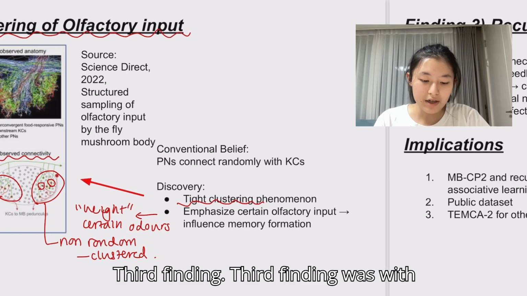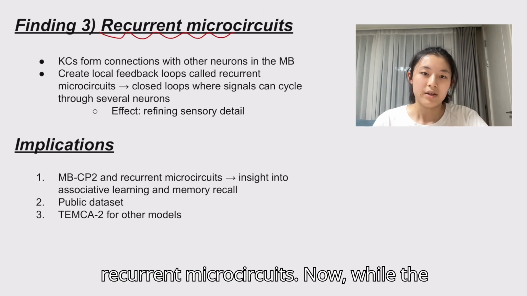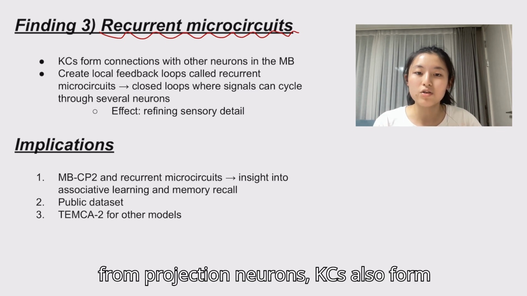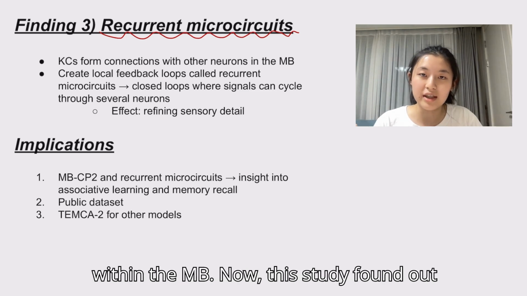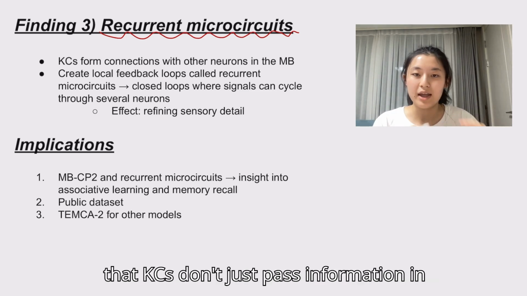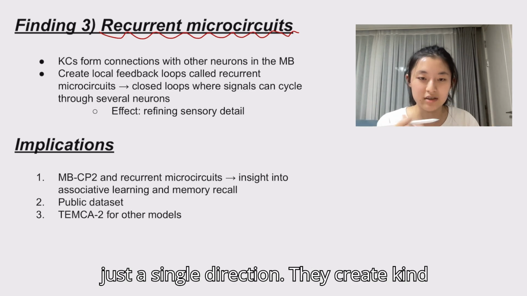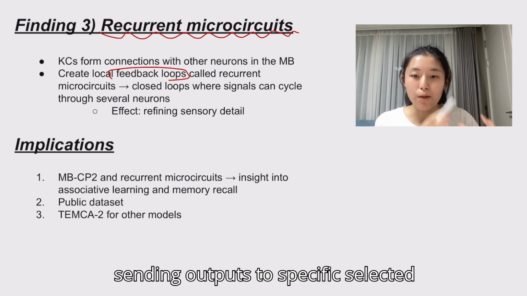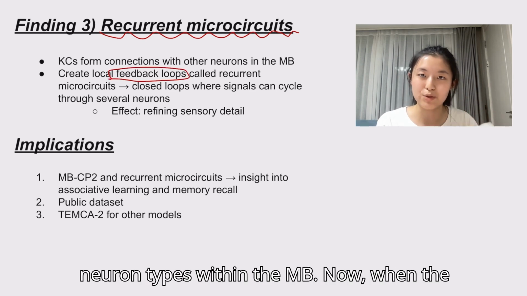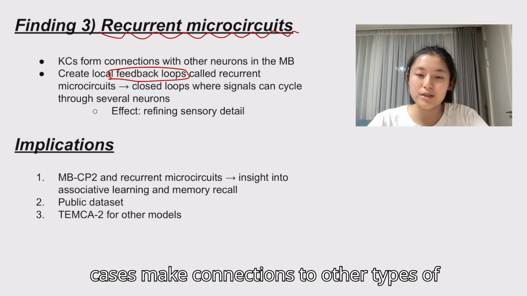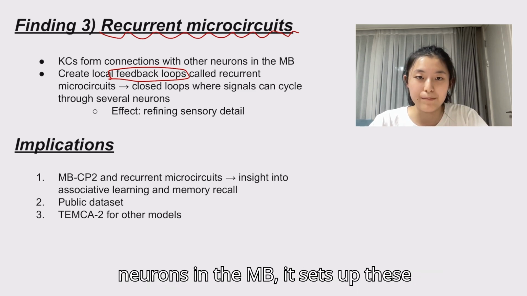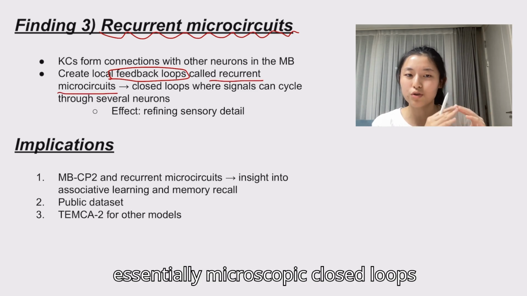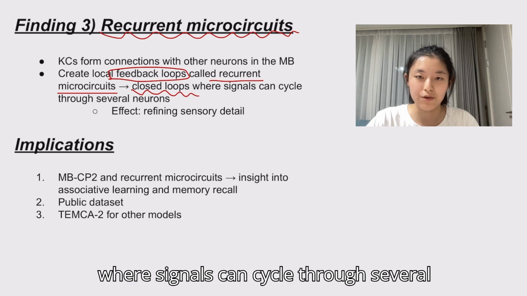The third finding was recurrent microcircuits. While the mushroom body primarily receives input from projection neurons, KCs also form connections with other neurons within the MB. This study found that KCs don't just pass information in a single direction. They create a sort of feedback loop by sending outputs to specific selected neuron types within the MB. When the KCs make connections to other types of neurons in the MB, it sets up recurrent microcircuits, which are essentially microscopic closed loops where signals can cycle through several neurons.